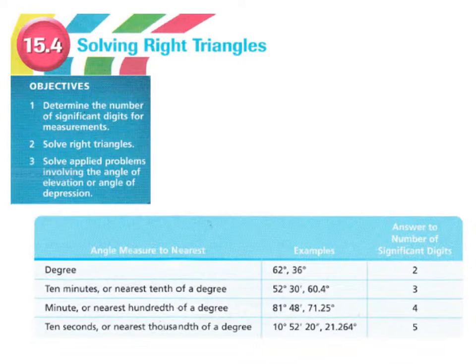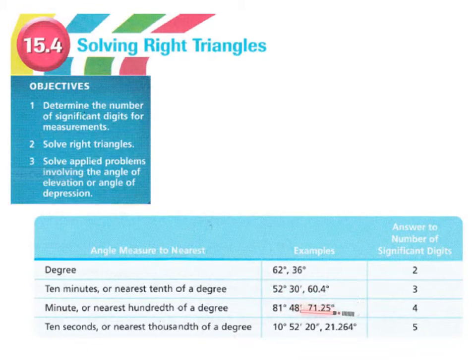We're going to start by looking at some information about significant digits. If we are looking at a degree measure, if we're talking 62 or 36 degrees, then we can answer to 2 significant digits. If we have a measure that's to the nearest 10 minutes or nearest tenth of a degree, then we can go 3 significant digits.